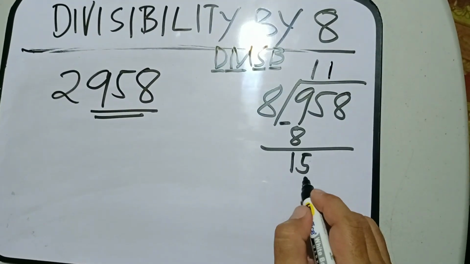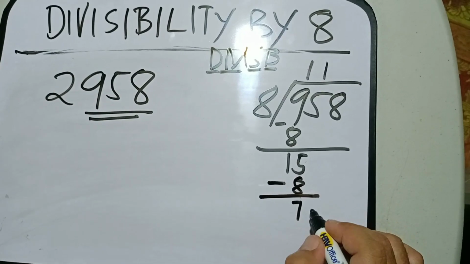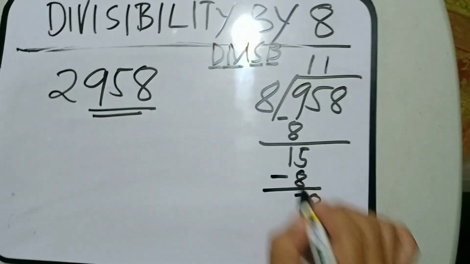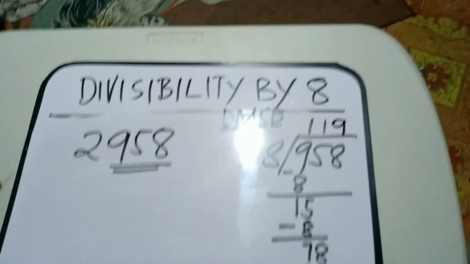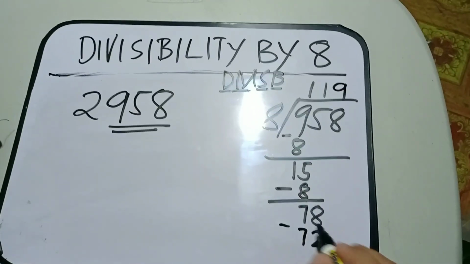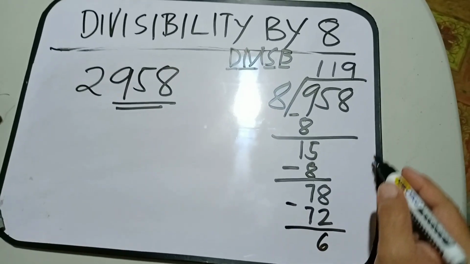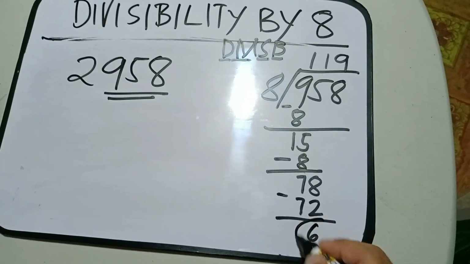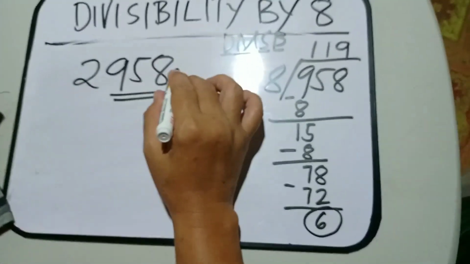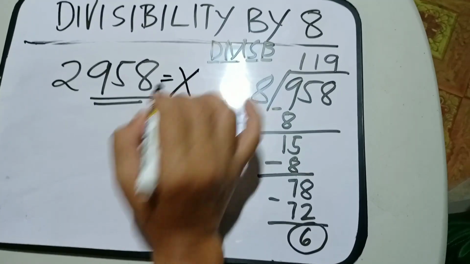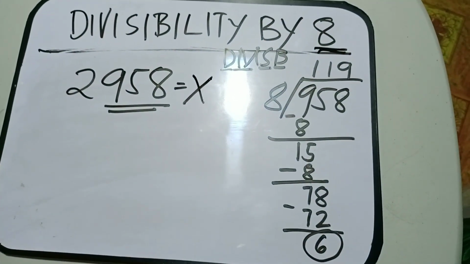1 times 8 is 8. Subtract tayo. Bring down 8. Then, divide ulit. 78 divided by 8 is 9. So, 9 times 8, 72. Multiply. Subtract ulit. 6. Bring down. Wala na. So, that means meron tayong remainder na 6. So, si 2,958 is not divisible by 8. Kasi may remainder na natira.